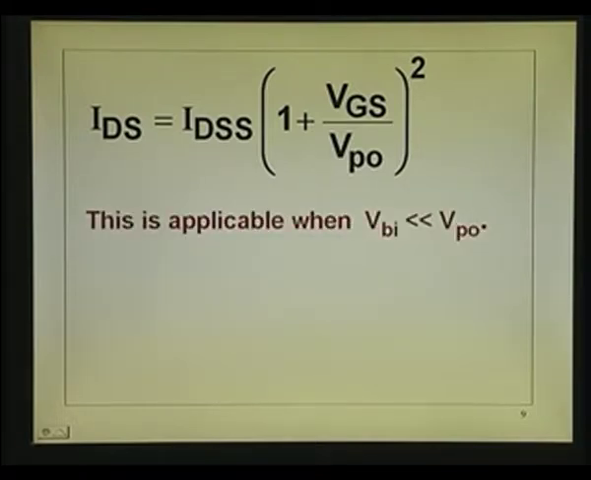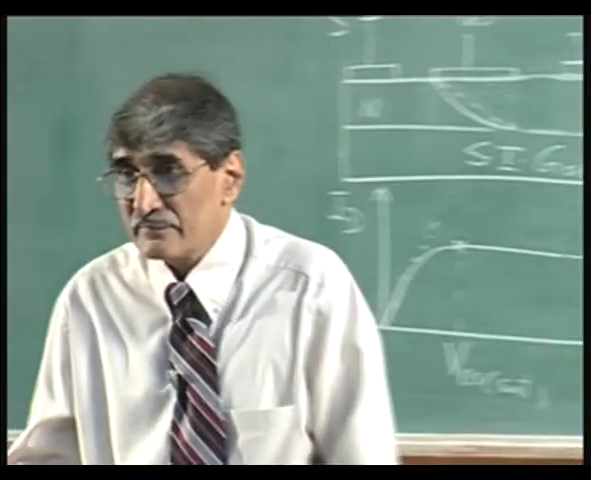So, finally, where is this formula applicable? This formula is applicable when VBI is very, very small compared to Vp 0, or in devices where Vp 0 is large. You can't do anything about VBI, that is there, 0.8 volts or 0.75 volts. You can make VBI small, like you make a line shorter by drawing a longer line. So, you can make VBI small compared to Vp 0 by making Vp 0 larger.